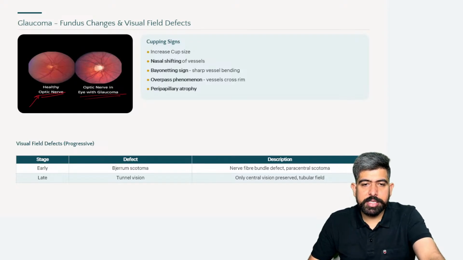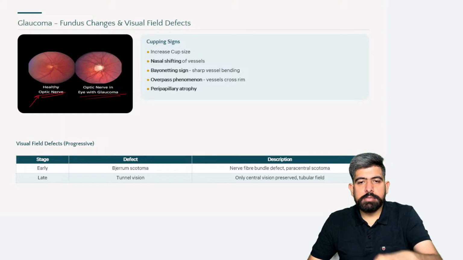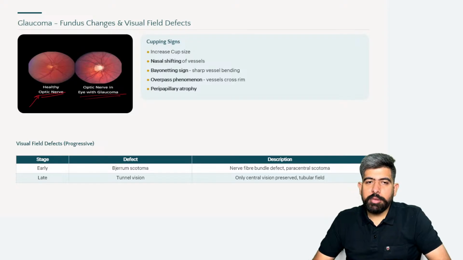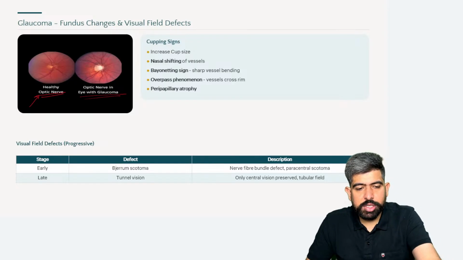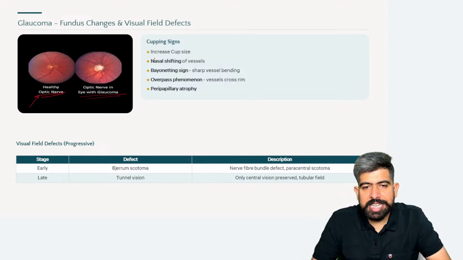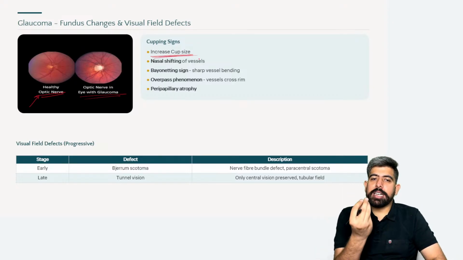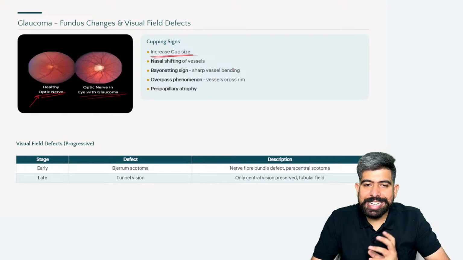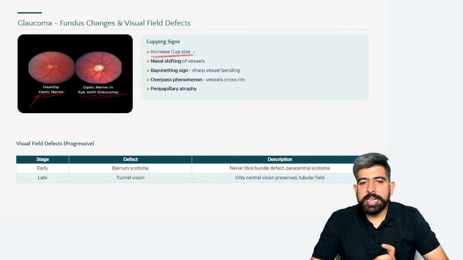Very dramatic changes will be seen over there, and you can find out what the changes on the fundus are. Very important: what are the fundus changes? First of all, as you know, there is an optic disc and an optic cup. So there will be an increase in the cup size, as the cup will be increasing.